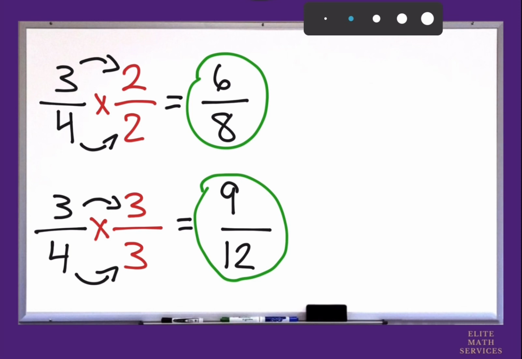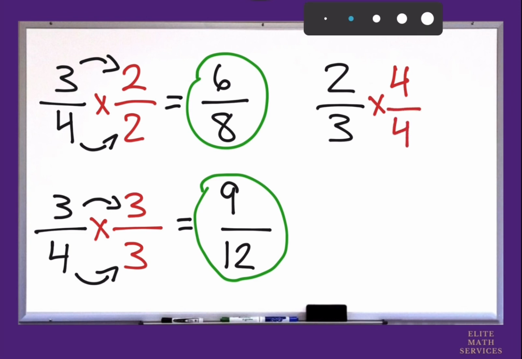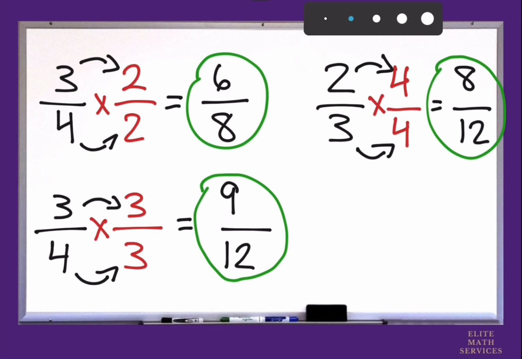We're going to try a different example with a different fraction. 2 over 3. We're going to multiply this fraction by 4 over 4. We start with multiplying the numerators, which will give you 8, and the denominators, which will give you 12. So an equivalent fraction for 2 over 3 is 8 over 12.